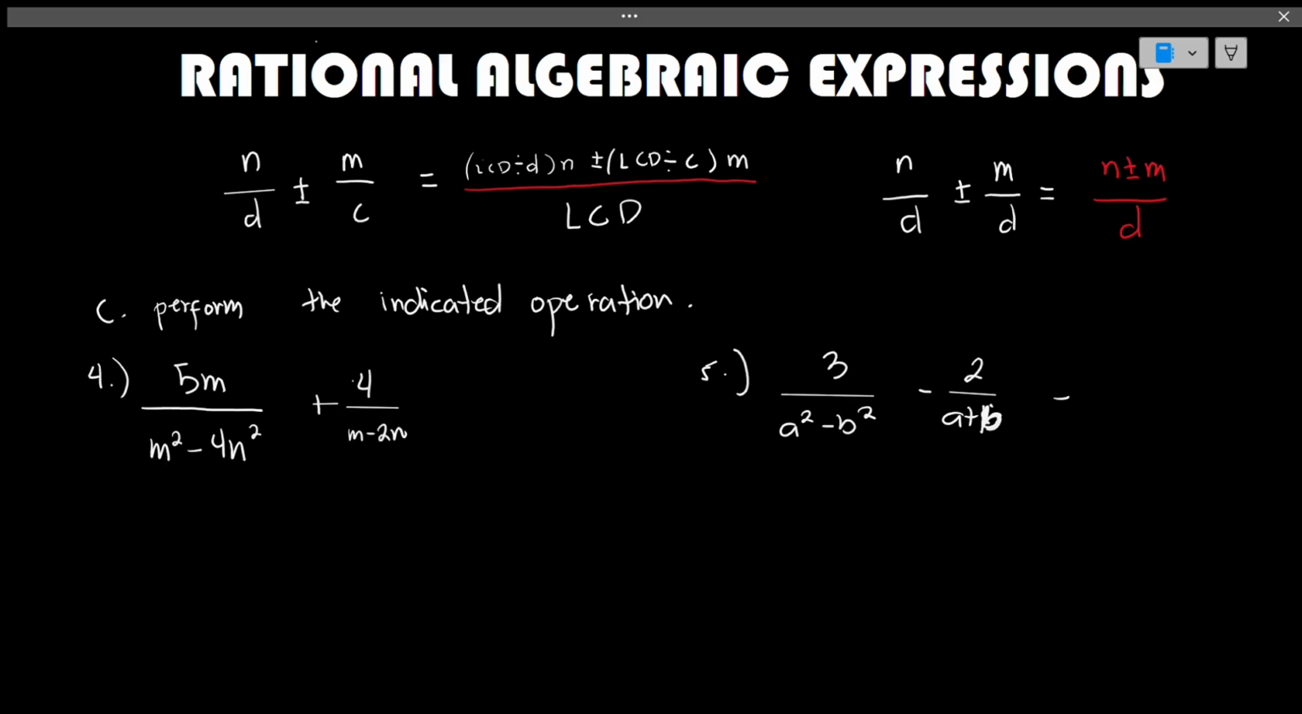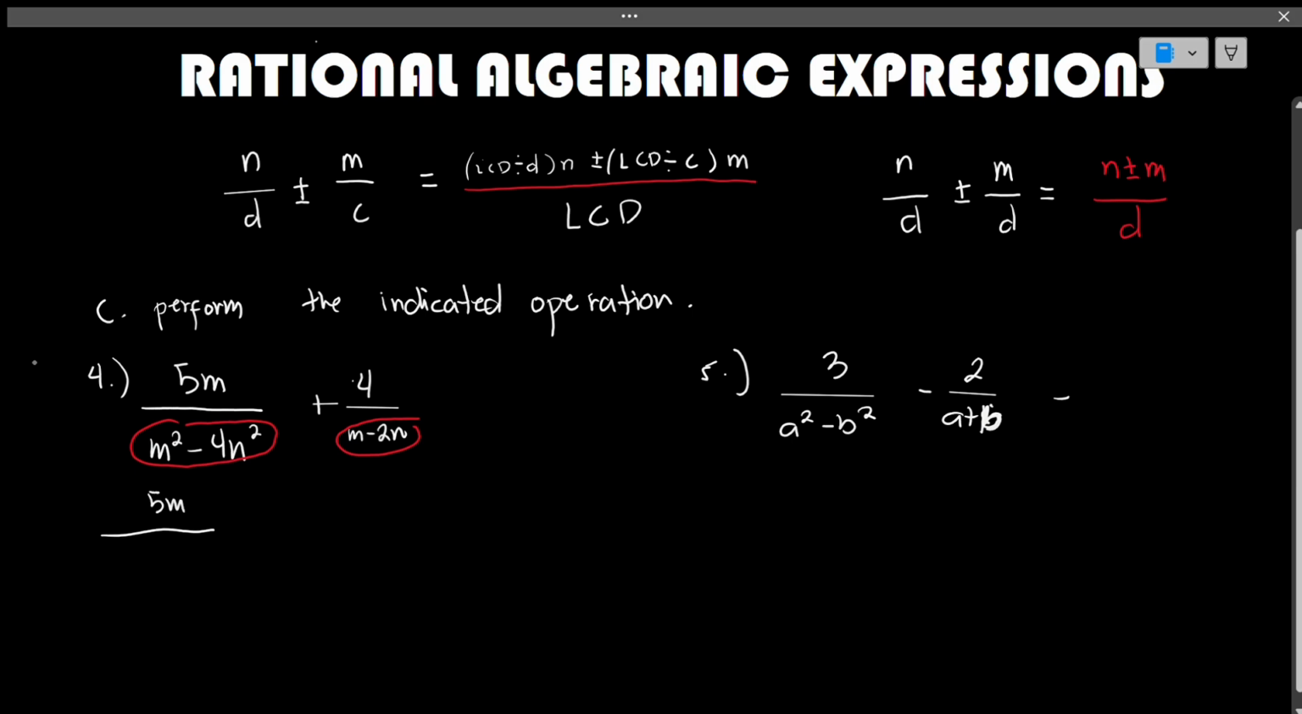Okay, let's go ahead and try example number 4 and number 5. Now, this is a different case because, as you can observe, our denominators are now binomials. So there is a need for us to factor our denominator first before we can find the LCD. Let's copy 5m all over. Let's get the factor of this one.